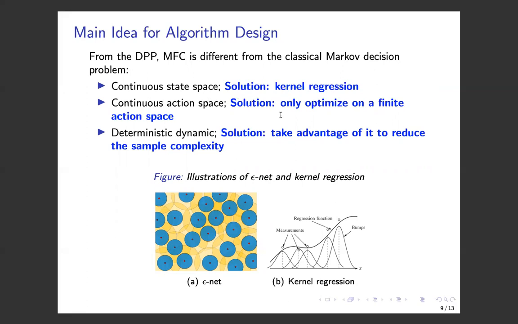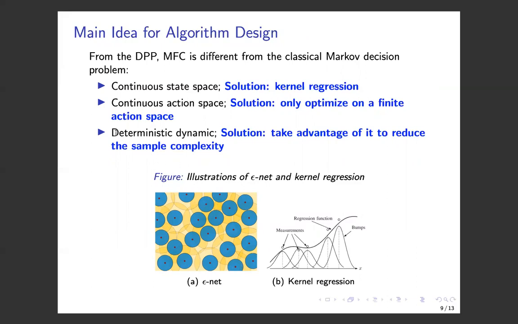In order to approximate the unseen data, we use kernel regression, which is a very common technique in the statistics and the machine learning literature. And also, in order to deal with the continuous action space, we want to avoid optimizing over the continuous space in our Bellman iteration. So we will just optimize on a finite epsilon net on the action space.